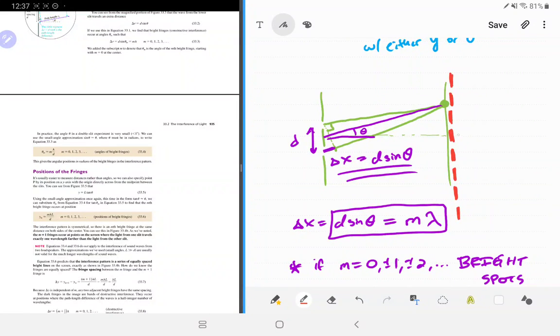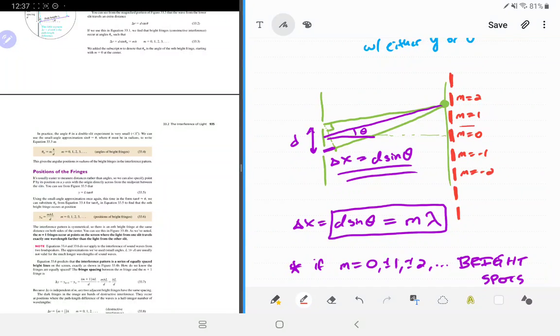You can label these bright spots with their value of m. So m equals 0 would be this bright spot. m equals 1 would be this bright spot. m equals 2 would be this bright spot. m equals minus 1, m equals minus 2, and this goes on forever.